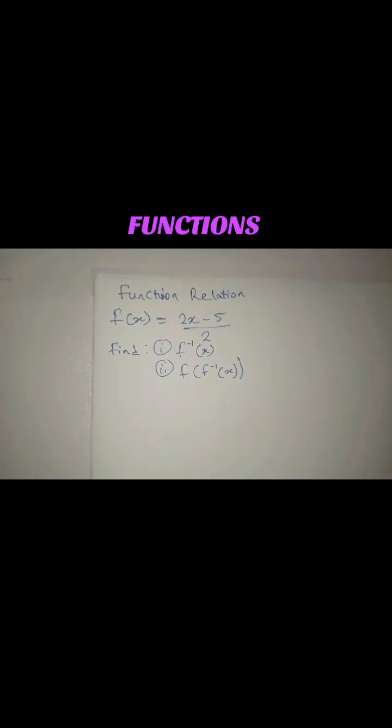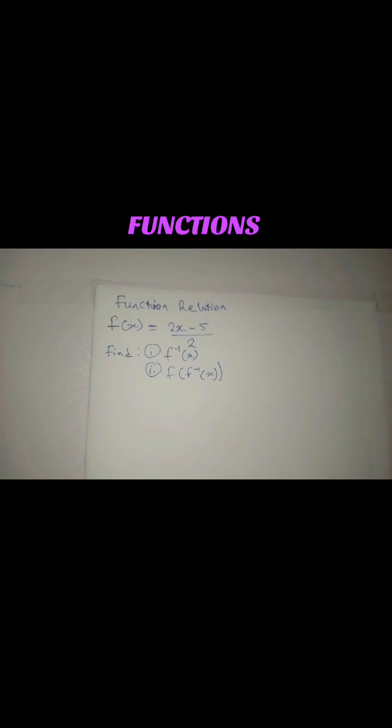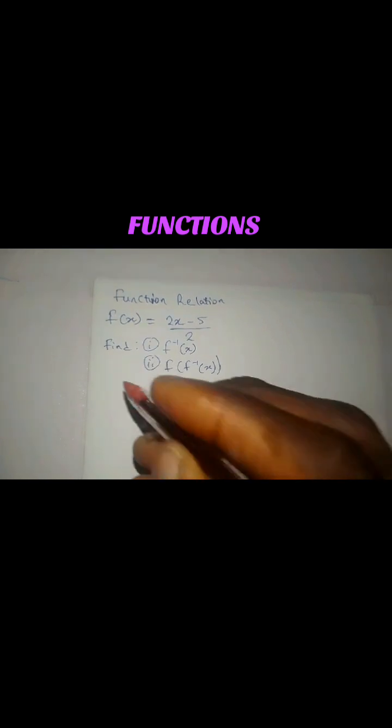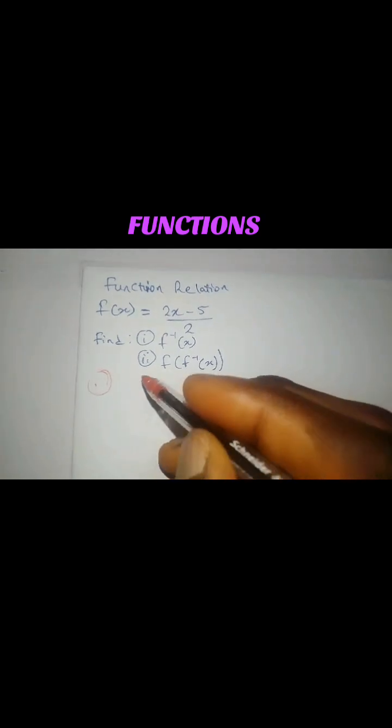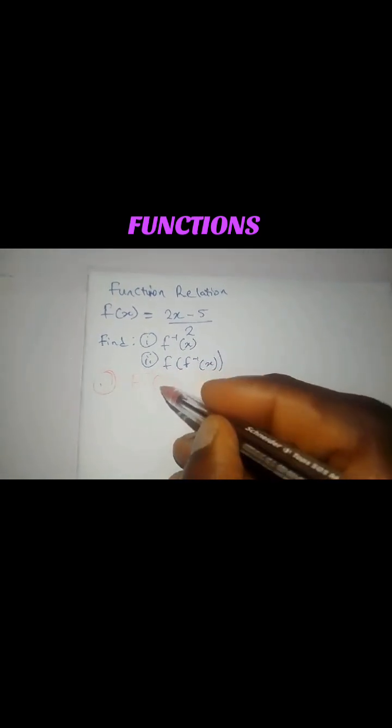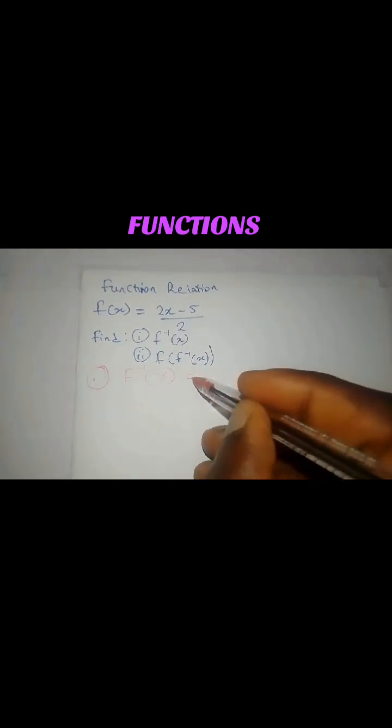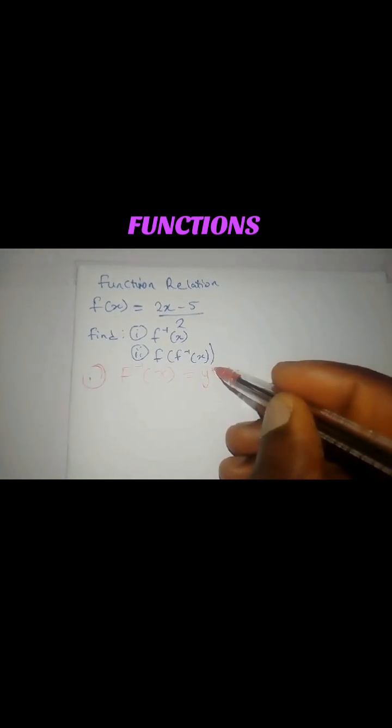This function relation question. The question is f of x equals 2x minus 5, all divided by 2. Now, how do I find the first question? It says find f inverse of x. This f inverse, we don't know it, let's just call it y prime.